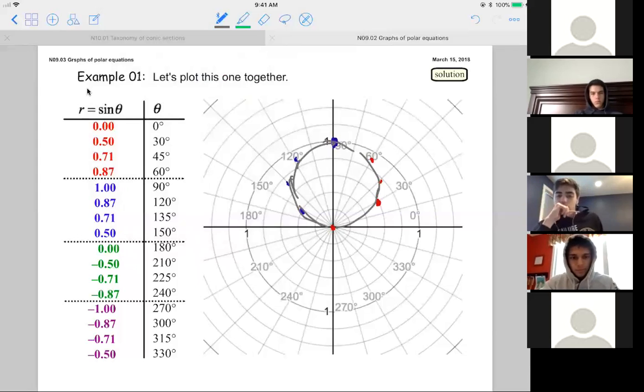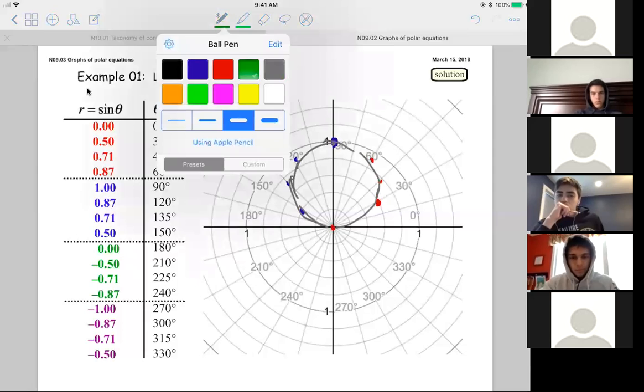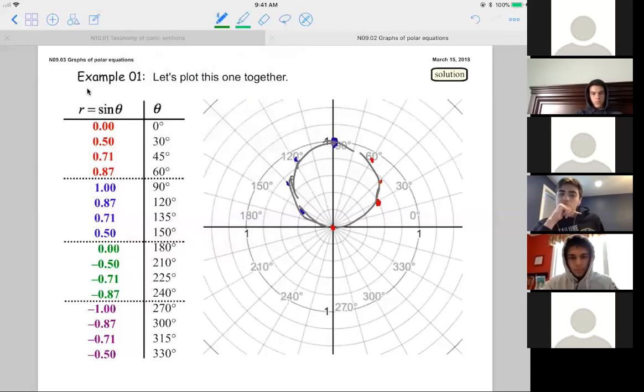Then it gets kind of interesting, though, because when we get to the green bits and we say at 180, we have 0 again, no big deal. But at 210, we have minus a half. So I go out the 210 line, but I have to go minus a half, so I end up over there. And then at 225, but minus 0.71, and then minus 0.8.